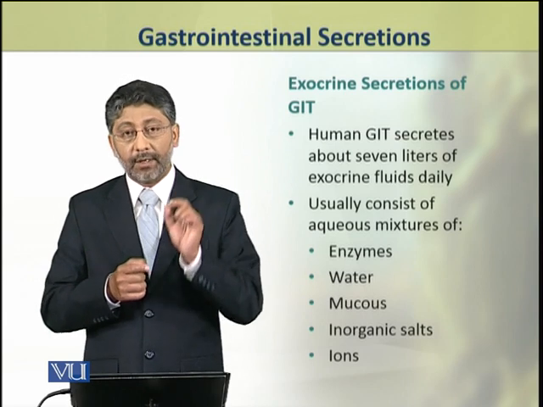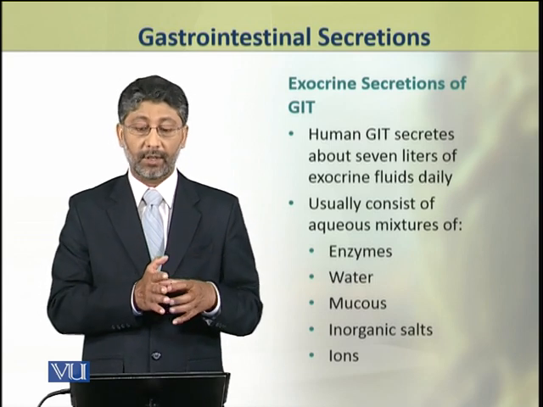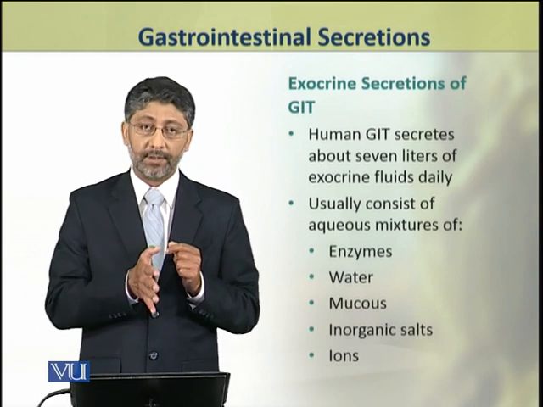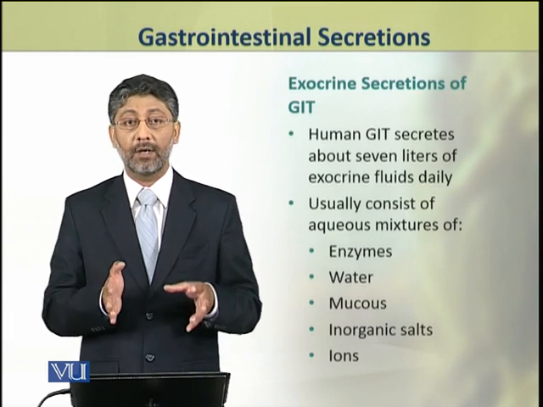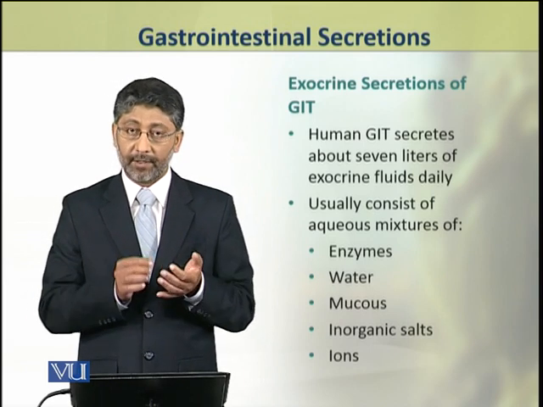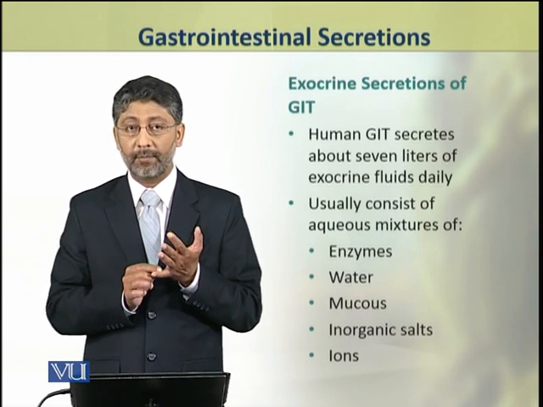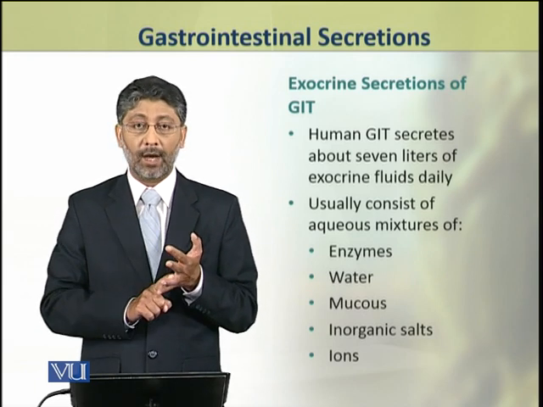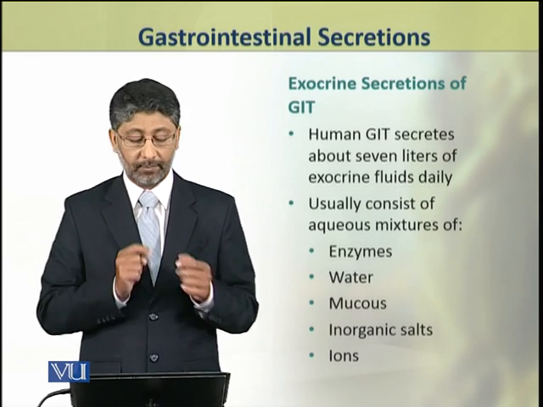The human gastrointestinal tract secretes about 7 liters of exocrine fluids in a day. These exocrine secretions have varied compositions, but all have some basic components, that is, most of them contain enzymes, all of them contain huge quantities of water, mucus, inorganic ions or salts, and various ions.